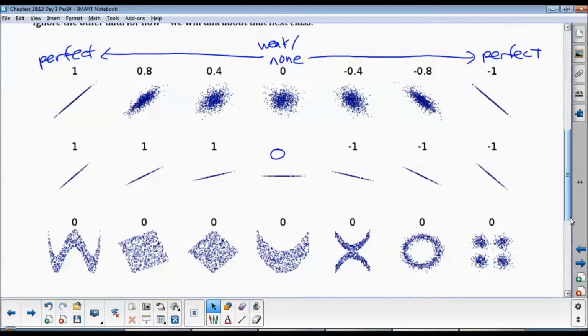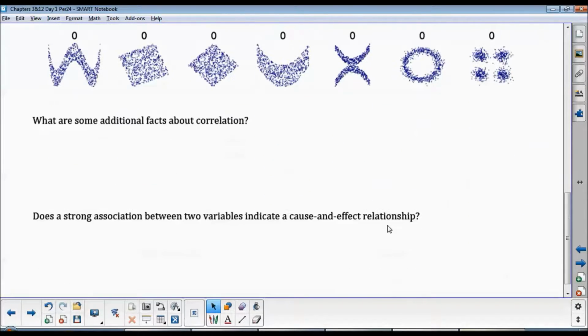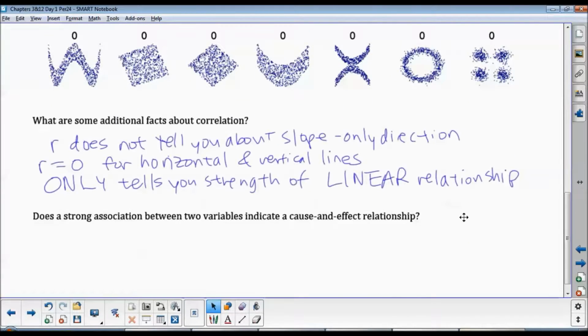So again, because correlation is so commonly misunderstood and misused, and because it is commonly asked about in the AP exam, it would behoove you to make sure you got those properties correct. So additional facts is just the stuff that I just told you. The correlation does not tell you about the slope, only the direction of the slope. Correlation is 0 for horizontal and vertical lines, and it only tells you the strength of linear relationships.